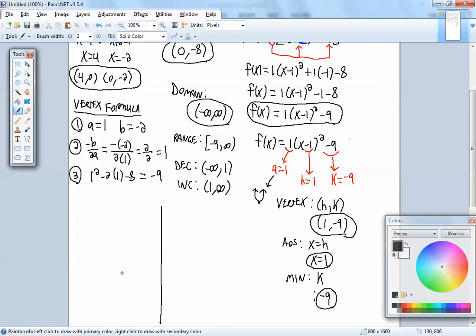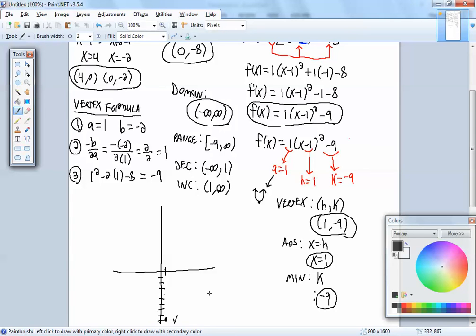Okay, now let's look at our sketch. Vertex. What was our vertex? Vertex is 1, negative 9. So I got 1, 2, 3, 4, 5, 6, 7, 8, 9. It's 1, negative 9 right there.